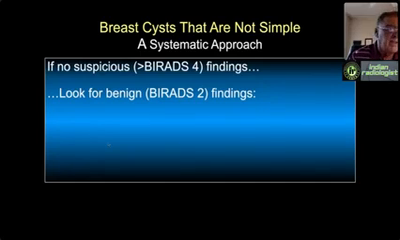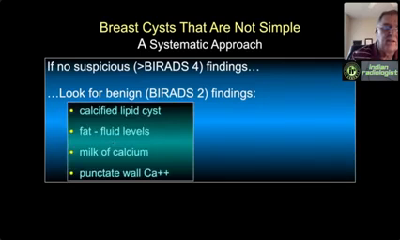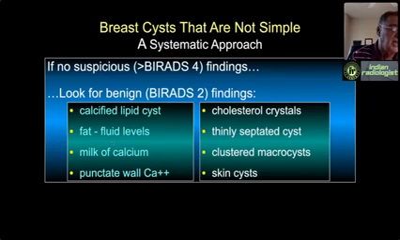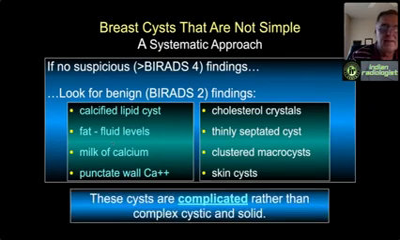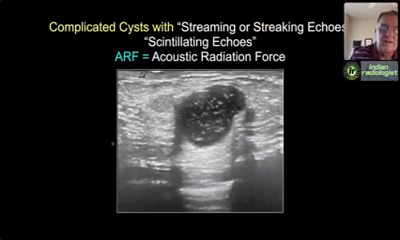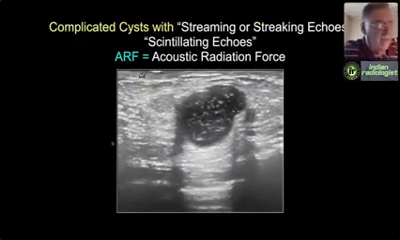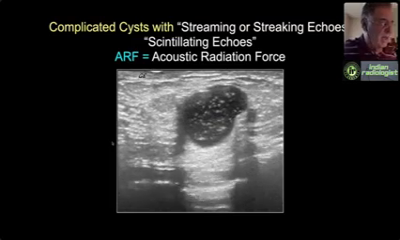Now, once we've decided a cyst is not suspicious for tumor and it's not inflamed, then we can look for definitively benign findings. And those things are usually things that, in the ACR BI-RADS 5th edition, simply make it a complicated cyst. So, these are scintillating echoes. They're being moved simply by the energy of the ultrasound beam.